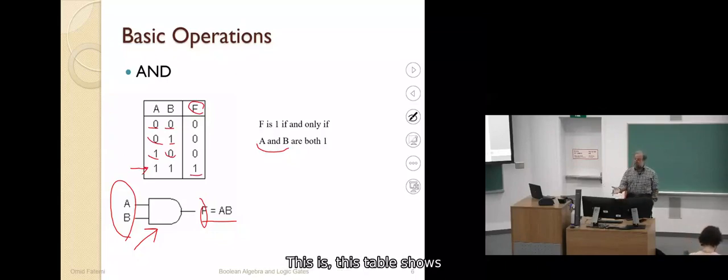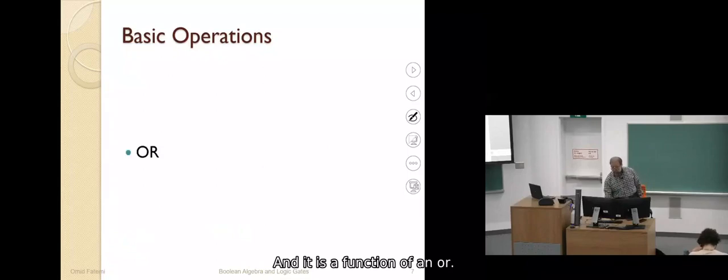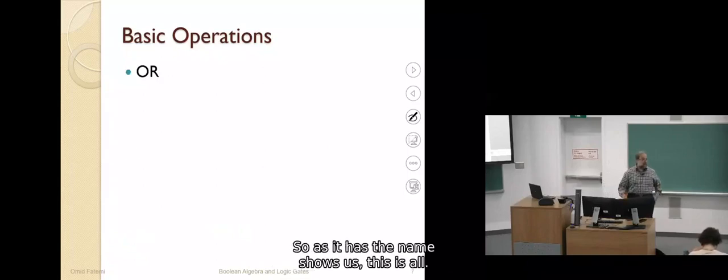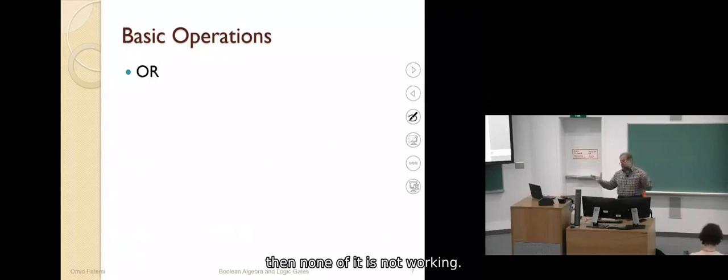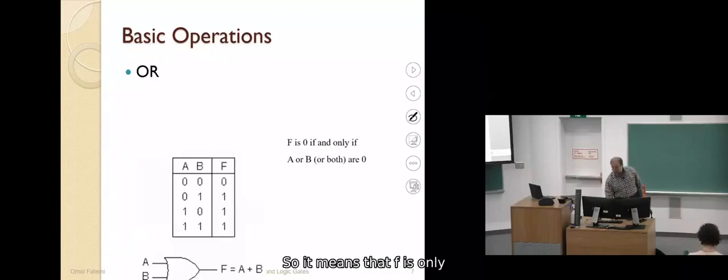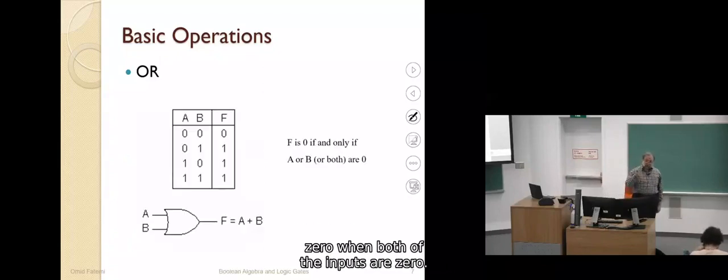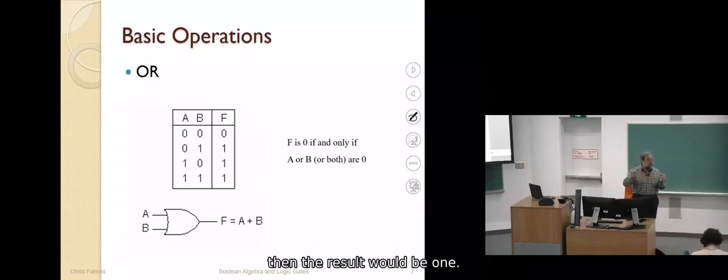This table shows the function operation. How does this function work? Next is OR. As the name shows us, this is OR. So it means that either this one, or that one, or both of them work. But if none of them is there, then it is not working. So it means that F is only 0 when both of the inputs are 0. Otherwise, it is 1. If one of the inputs is 1, then the result would be 1.